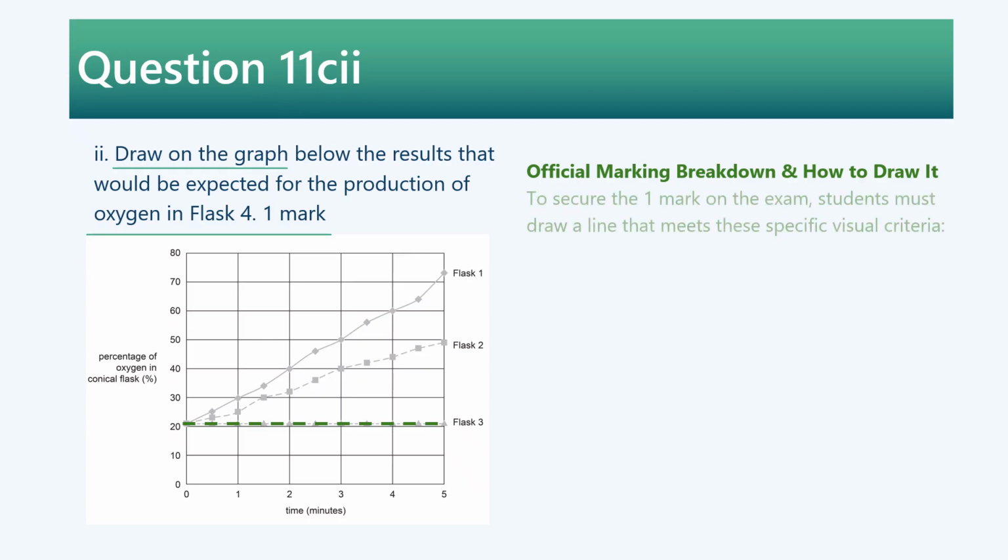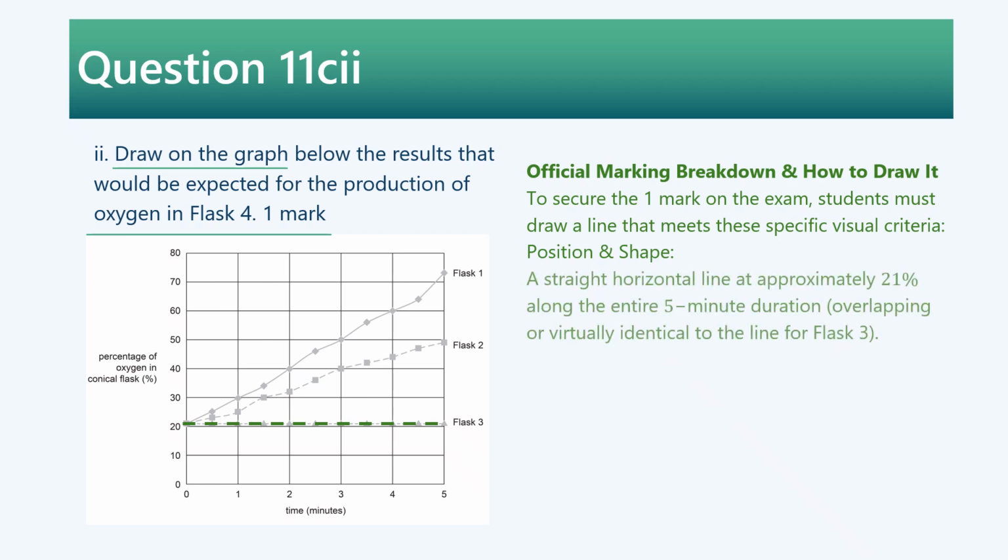Starting point: the line must originate at the initial atmospheric oxygen level, almost equal to 21%, at time 0 minutes. Strict boundary: the line must not drop below the initial baseline percentage of oxygen.